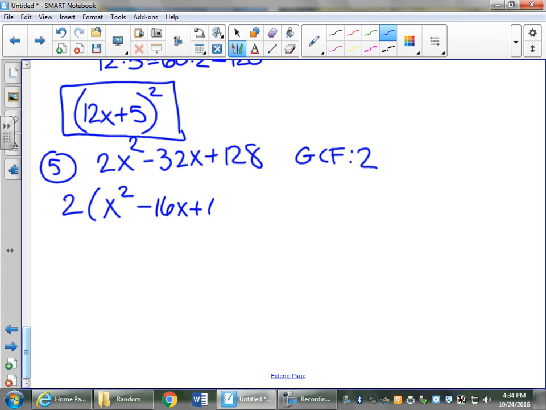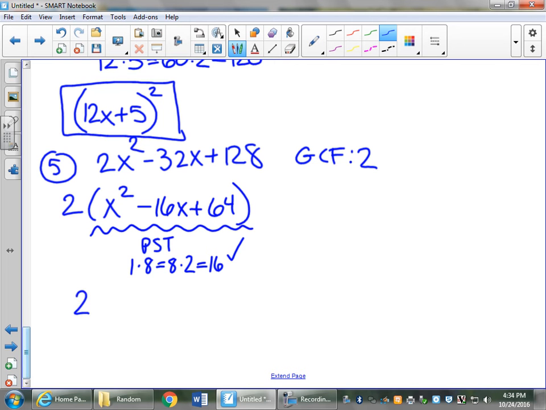And that's going to be 64 when you divide that by 2. Now this in the center is going to be a perfect square trinomial. And you could test it out. Square root of 1 is 1. Square root of 64 is 8. Multiply them, double it, gives you 16. Don't forget to bring down your GCF of 2 when you're factoring. And then you're going to have x minus 8 squared. Both factors are x minus 8.